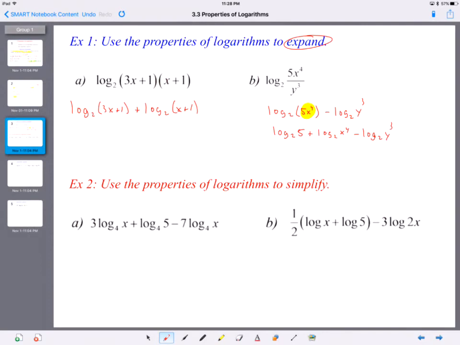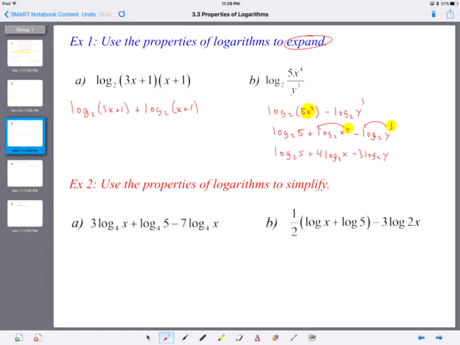And so you might think you're even done there, but now you have these exponents, alright, that you can move to the front. So we'll do one more thing here. We got log base 2 of 5 plus the 4 goes to the front, so 4 times log base 2 of x, the 3 goes to the front, minus 3 times log base 2 of y. So that's expanded out completely. So we took a single logarithm and turned it into 3 logarithms.